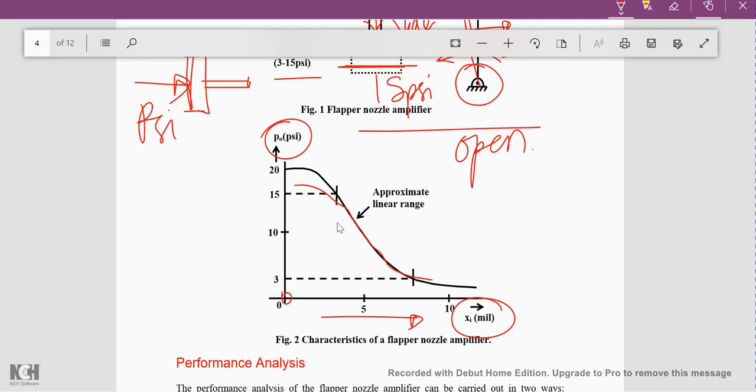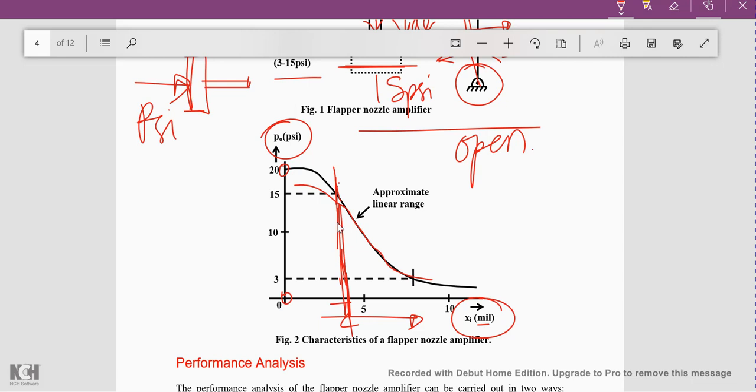Okay, so it is closed completely to the nozzle. Therefore whatever pressure is available, that is the input pressure of 20 psi, and when we want say 15 psi, then we have to move the flapper accordingly to this particular position here. So this is the position, around say 4 or 5 millimeters. Okay, less than 5 millimeters when we move it, at that time we are able to get the required 15 psi of pressure.